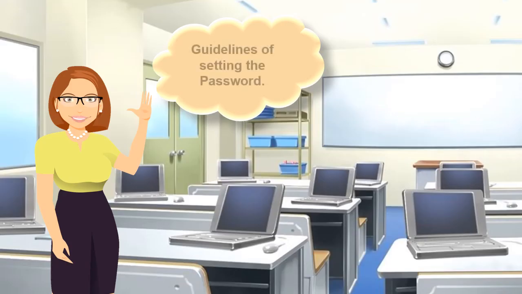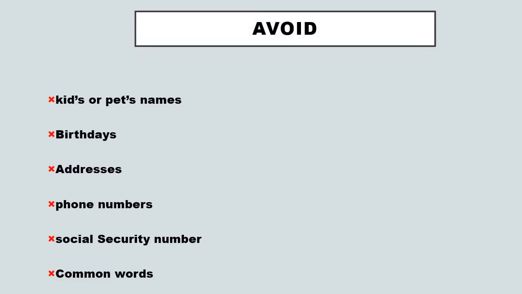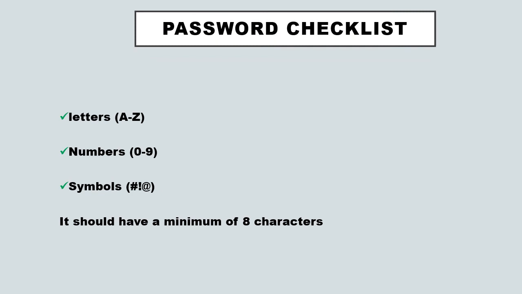Let's see what the guidelines for setting the password are. When setting the password, we must avoid kids' or pets' names, birthdays, addresses, phone numbers, social security numbers, common words. The password must be a collection of letters, numbers, symbols. It should have a minimum of 8 characters.